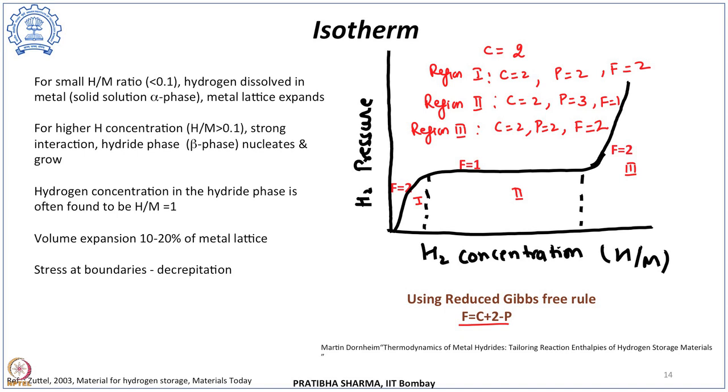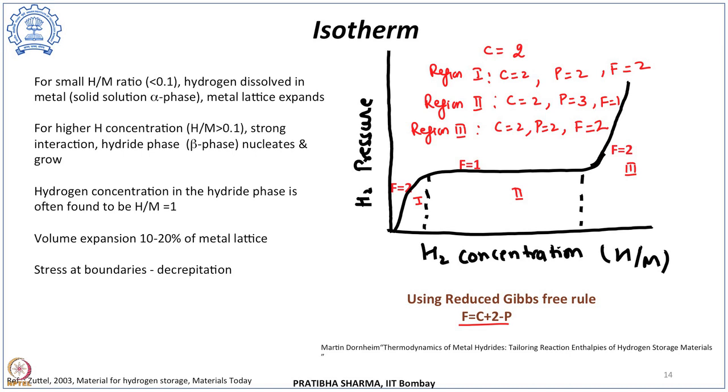Now if we apply the Gibbs phase rule for the first region, the alpha region, there are 2 phases, hydrogen and alpha. So for region 1, we have 2 components and 2 phases. If we put this in the equation F is equal to C plus 2 minus P, we get the number of degrees of freedom equal to 2. That means our concentration varies with the pressure. This is in the first region.